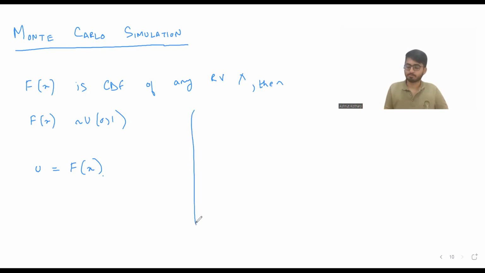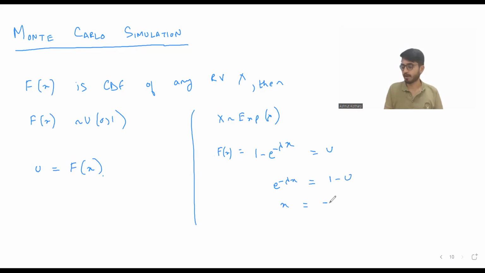For example, if X follows an exponential lambda distribution, I know that capital Fx is nothing but, if you remember from the previous class, 1 minus e to the power minus lambda x. I will equate this to u. So e to the power minus lambda x will be 1 minus u, or x will be minus ln of 1 minus u, divided by lambda. Lambda you will know, and you will have the values of u. Using that I can find the value of x. So if there are 3 values of u, I can get 3 values of x.